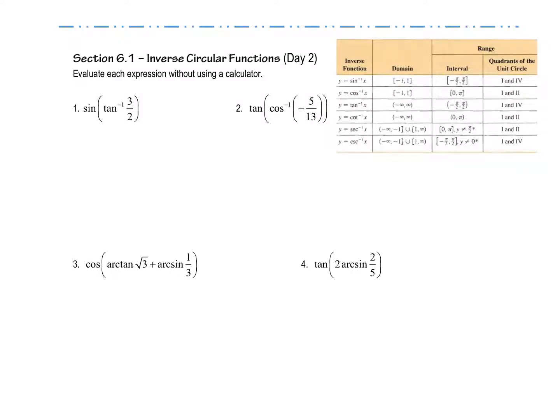All right, guys, we're on day 2 of section 6.1. So what I want to draw your attention to first is, you know how we've been talking about this restriction nonsense for inverse sine, cosine, tan? I have the quadrants here. This is just a little snip from your textbook, and it has everything listed. What's the domain? What interval are we looking at in terms of the range? And then what quadrants does that mean? So keep that stuff in mind.